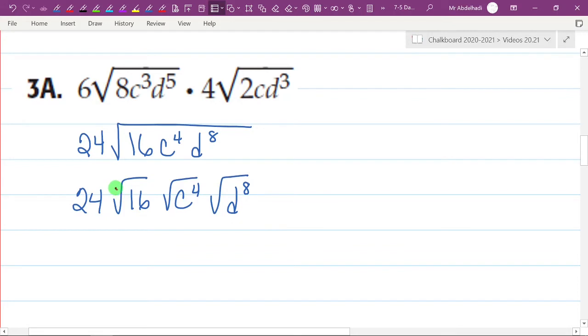Now, as usual, a square root has the implied index number of 2, the invisible one we don't write. Okay? And we all know what the square root of 16 is, hopefully, right? It's 4.